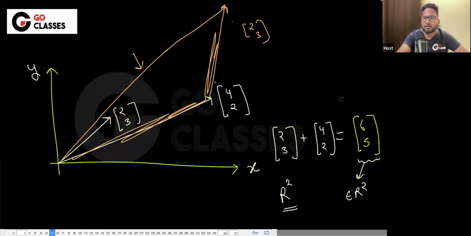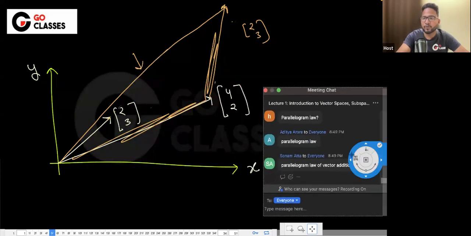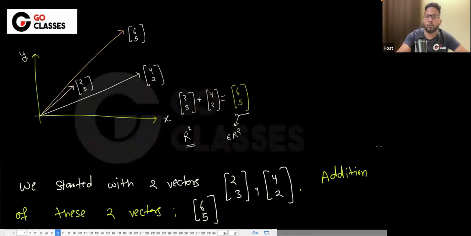Okay. So now let's just move to the definition of vector space. But before I move to the definition of vector space, is this clear what we are doing here, that we started with the two vectors, which is this and this, and then after addition of these two vectors, we have got the third vector, which is also in R2. Okay. So the kind of coordinate system that we are currently seeing is basically R2.